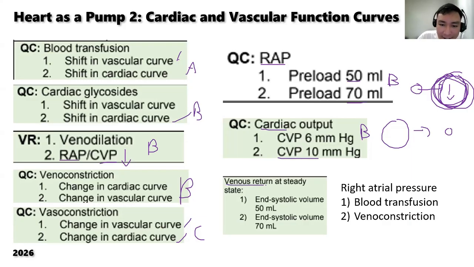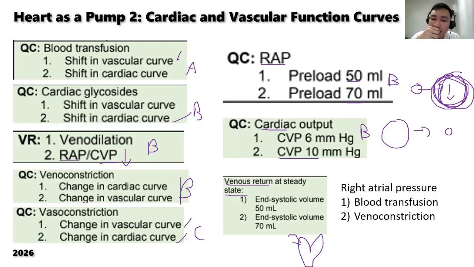O, ito na. Venous return at steady state, end systolic volume of 50 ml or end systolic volume of 70 ml. So, end systolic volume of 50 ml, ibig sabihin, konti lang yung blood mo in your ventricles. So, you have relatively low amount of blood in your heart, which means na mas madaling makakabalik yung blood papunta sa iyong heart. Diba? So, there would be more venous return.